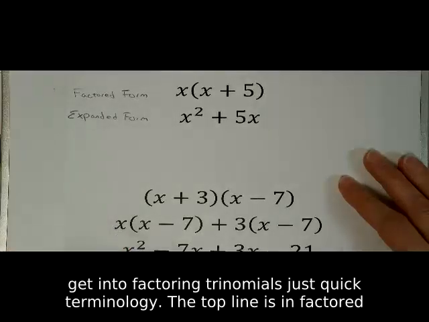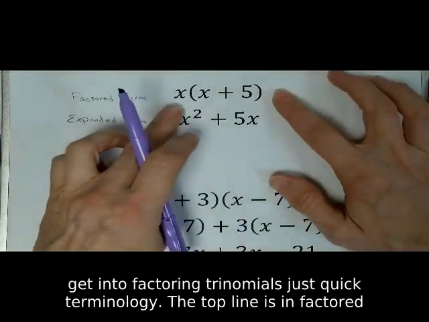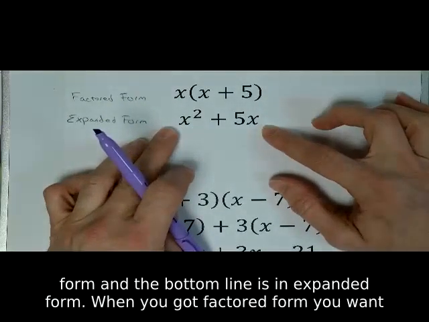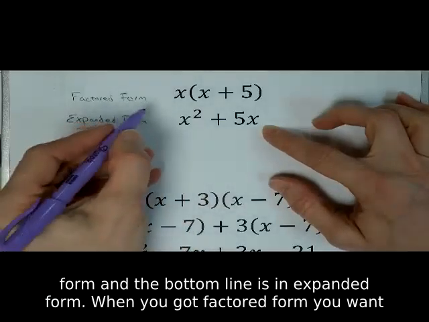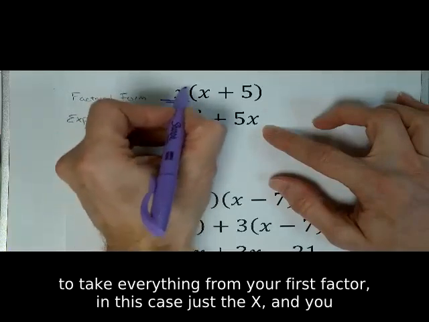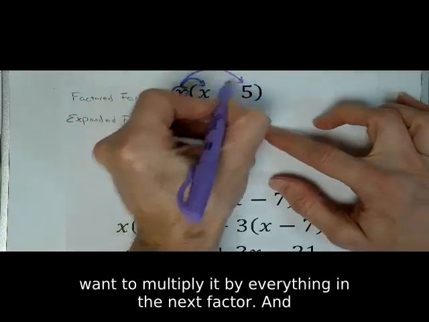Before we get into factoring trinomials, just a quick terminology. The top line is in factored form and the bottom line is in expanded form. When you have factored form, you want to take everything from your first factor, in this case just the x, and multiply it by everything in the next factor.